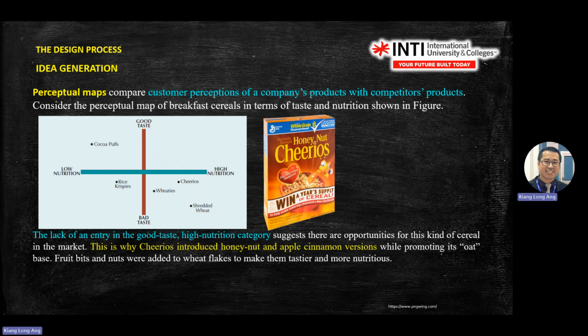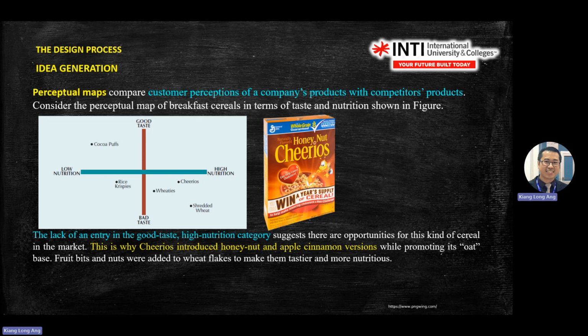Okay. So in the concept generation, you come up with perception maps. We don't go into detail, and of course in the test you don't need to mention this in detail, but this is just to help you elaborate the 3 marks for the first process. So for example, for idea generation, usually the company will come up with perception maps. It compares consumer perception of the company's products with the competitor products.